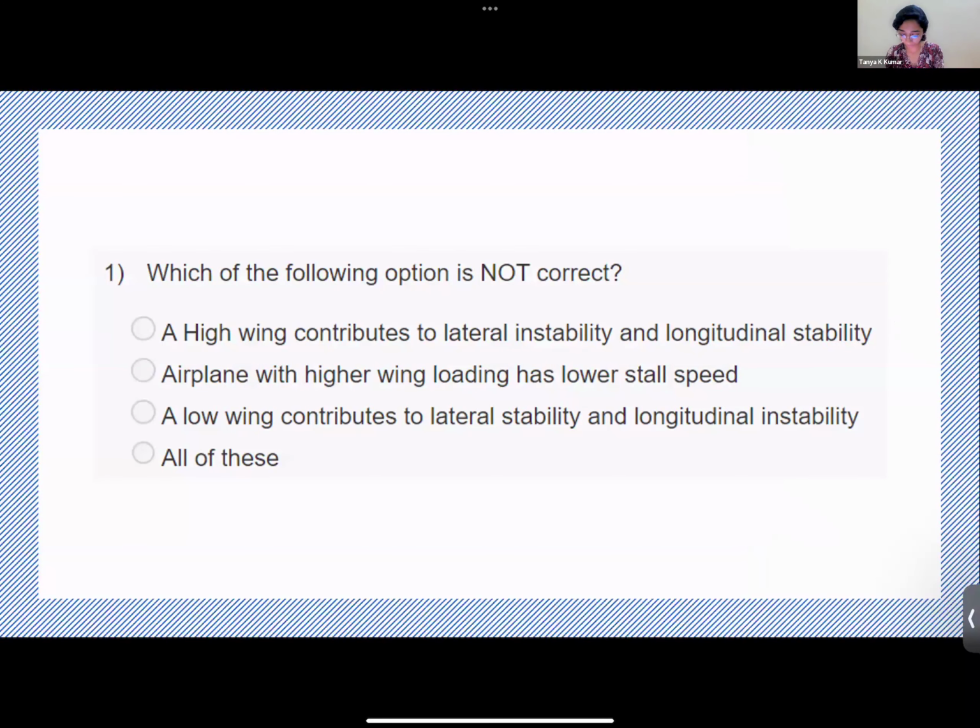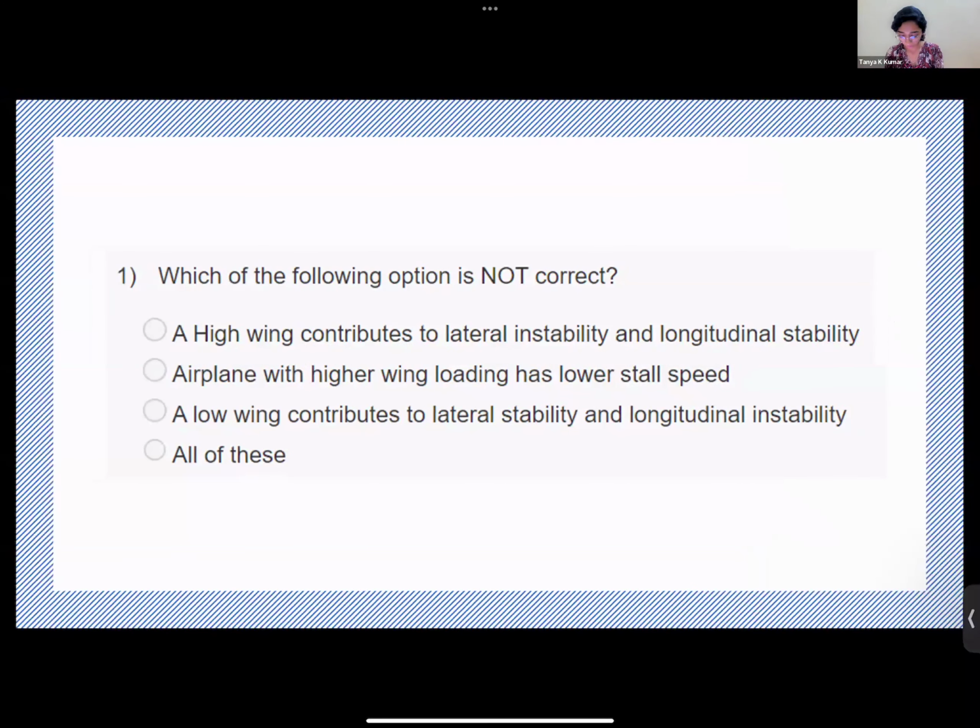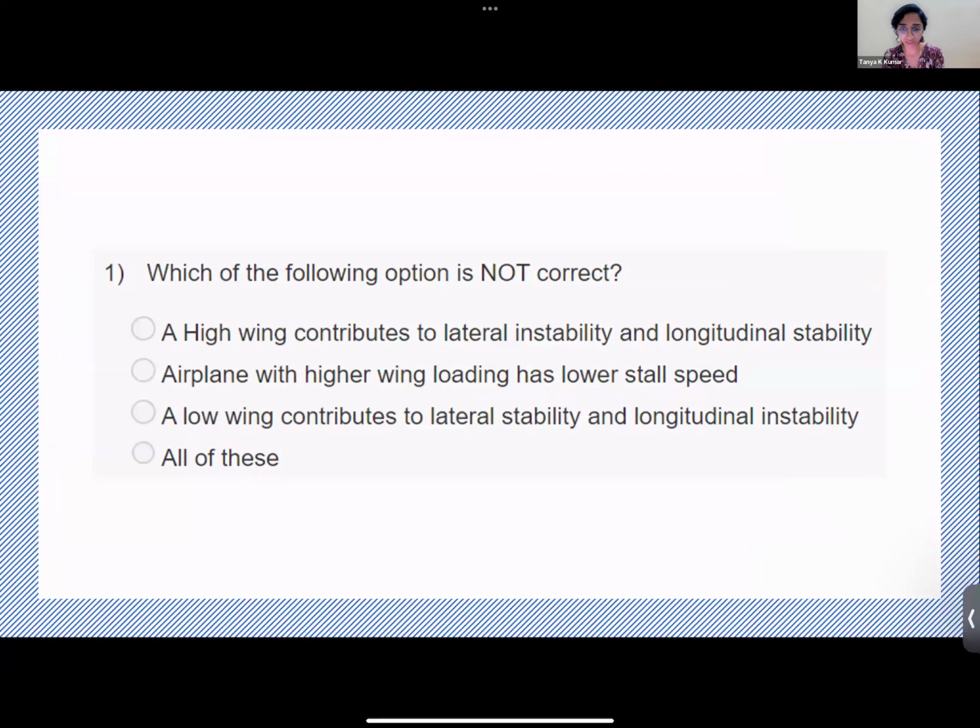This was the question from the week 6 assignment. Which of the following options is not correct? A high wing contributes to lateral instability and longitudinal stability. An airplane with higher wing loading has lower stall speed. A low wing contributes to lateral stability and longitudinal instability. All of these. So let's look at the second option.